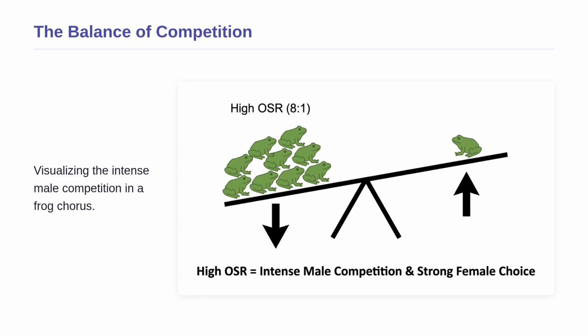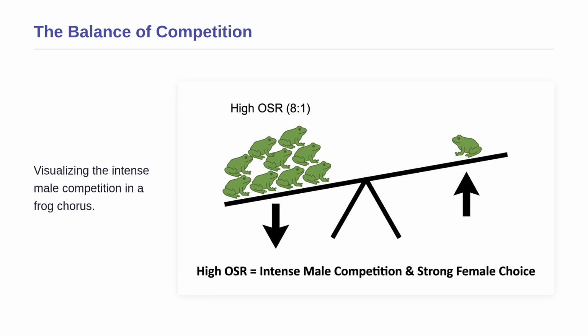Before we look at an exception to this rule, let us visualize this competitive imbalance. On your screen is a diagram showing a seesaw tipped heavily to one side. On the left, you see a large cluster of 8 frogs representing the abundant competing males. On the right, elevated side, sits a single frog representing the scarce, receptive female. This visual perfectly captures the high operational sex ratio of 8:1 that we just calculated.